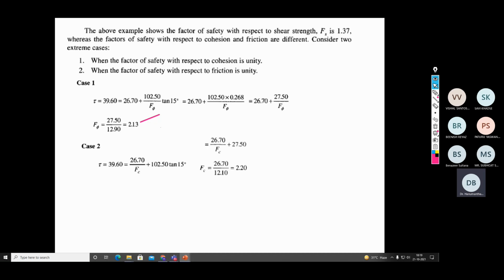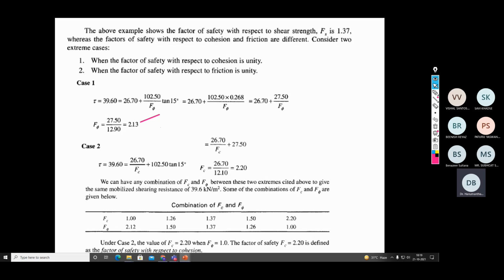Okay, so this is another case. So now here you are getting the factor of safety with respect to cohesion is 2.2. Okay, so this is a summary of the calculations you have done so far. Now if you tabulate all the values, first let us see the first condition.